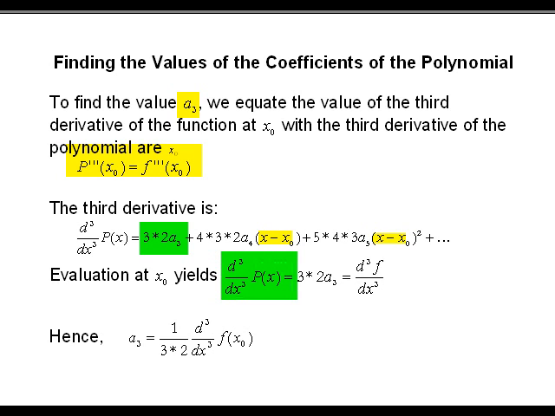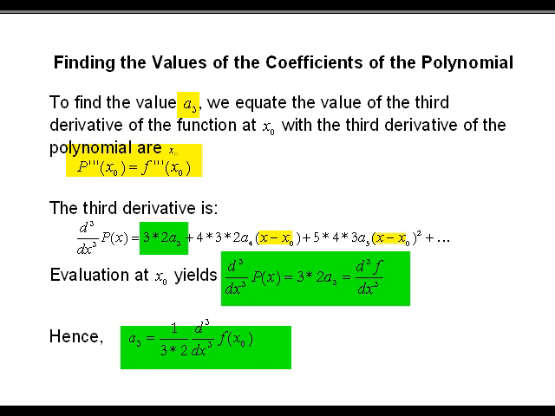The third derivative evaluated at x naught equals 3 times 2 times a3, which equals the third derivative of f. Right? I want a3, not 2 times 3, so I have to divide that out. So a3 equals 1 over 3 times 2 times the third derivative of f evaluated at x naught.